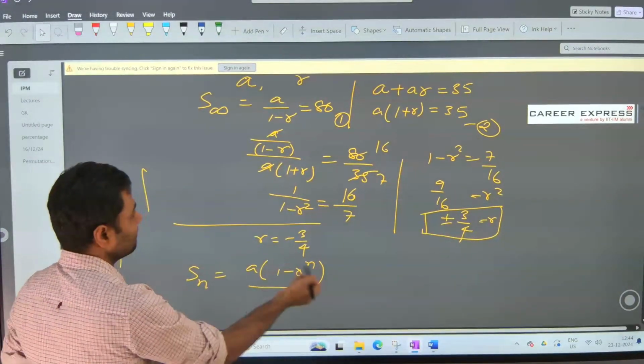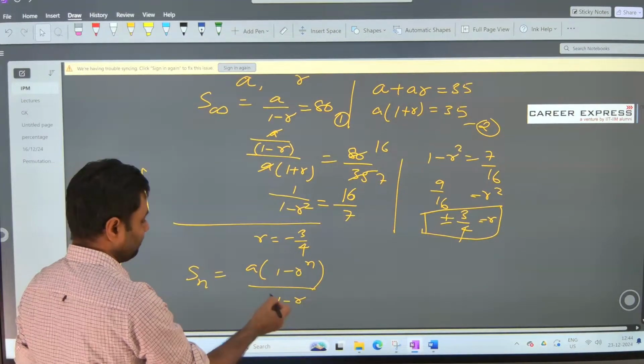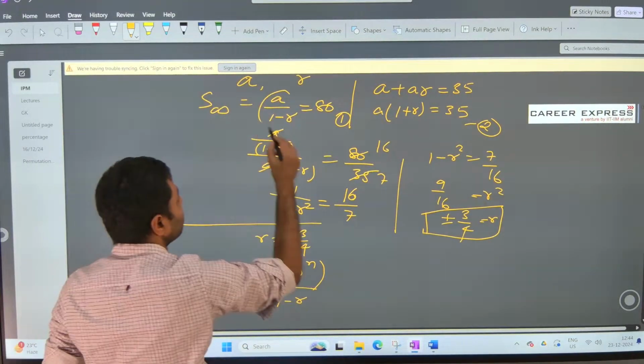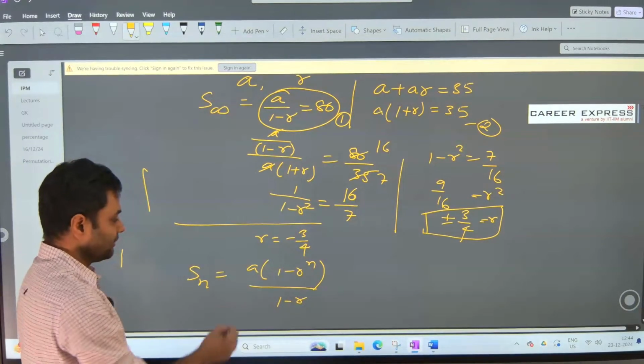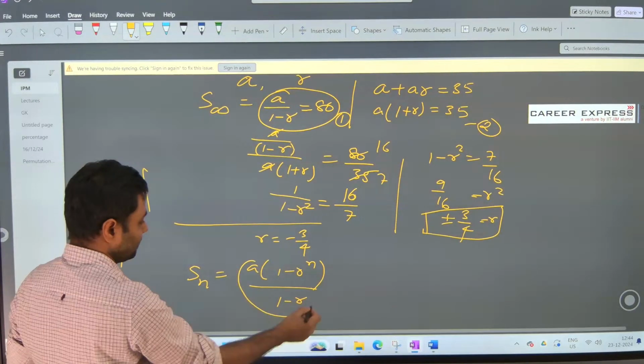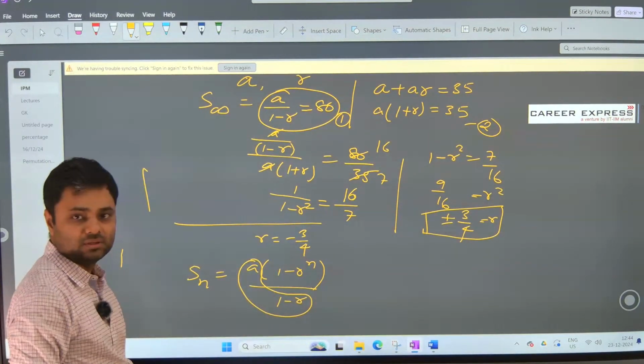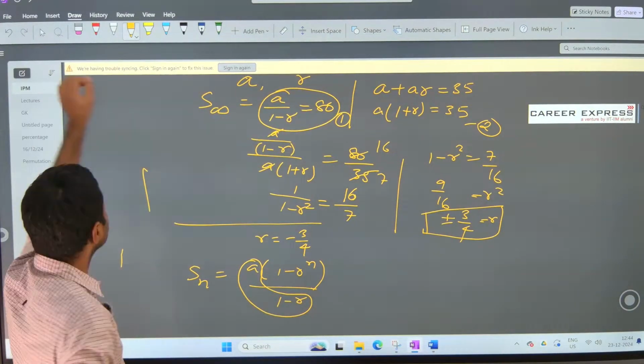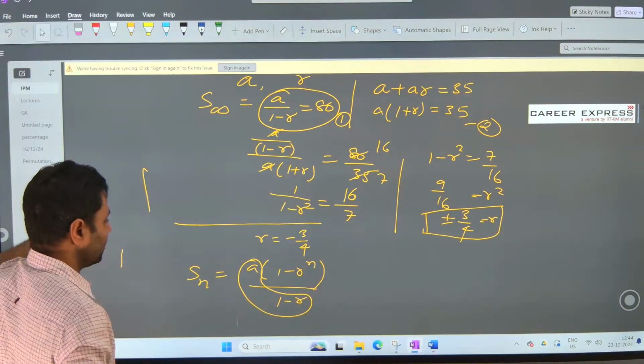We can get the value of A, but we already have the value of A upon 1 minus R. So we will not get the value of A individually. We already have the value of A upon 1 minus R to put in this relation. So I will directly replace A upon 1 minus R with 80. So I just have to find the value of n.